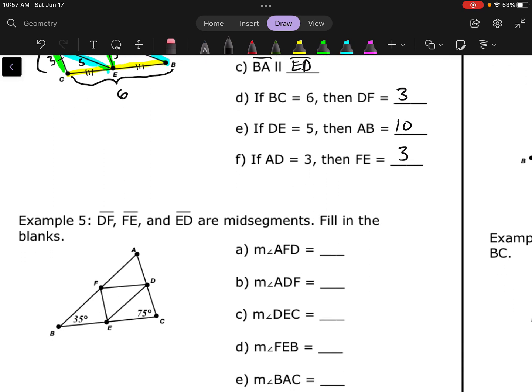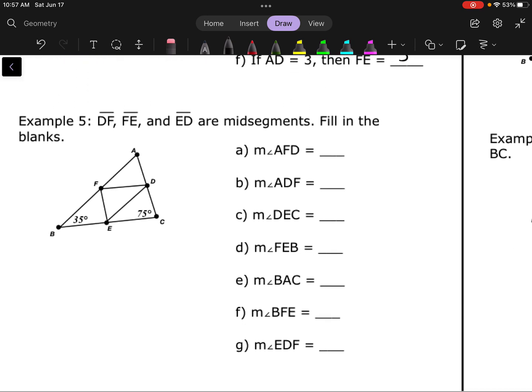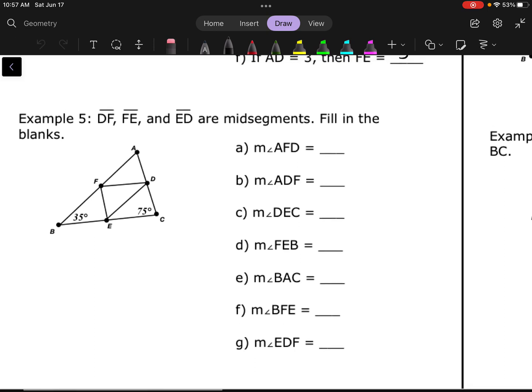Okay, this one, we got some more mid-segments here. DF, FE, and ED are mid-segments, so let me mark some stuff here. And then let me do my coloring pattern. Gonna help me make sense of what's going on. Okay, so the first thing they want us to find is the measure of angle AFD.